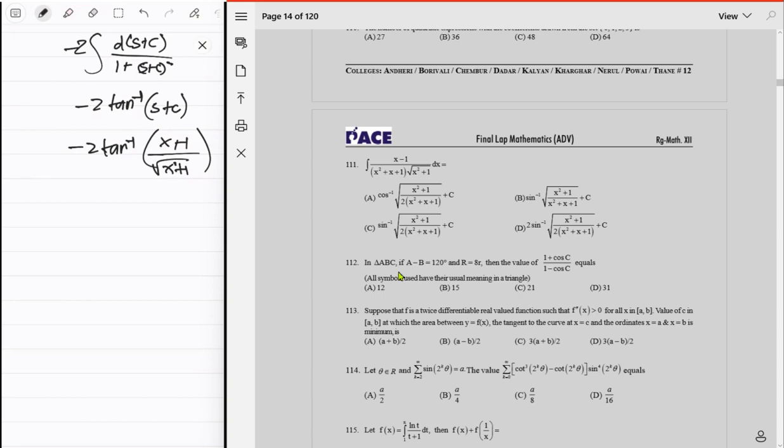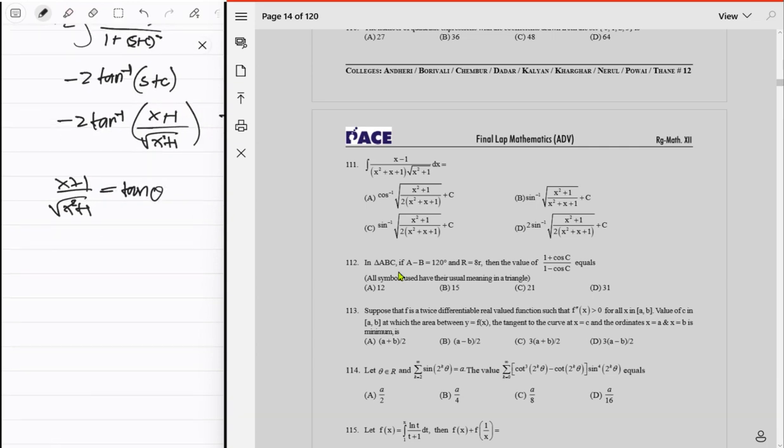Okay. Interesting. I think I know what I should be doing. So let's just say that x plus 1 upon square root of x square plus 1 is equal to what? Like tan theta. This will just become like negative 2 theta. So negative of, so what is cosine of 2 theta though? Right? Or sine of 2 theta, we'll find both. So for cosine of 2 theta, for that we just want square root of 1 minus t square over square root of 1 plus t square.